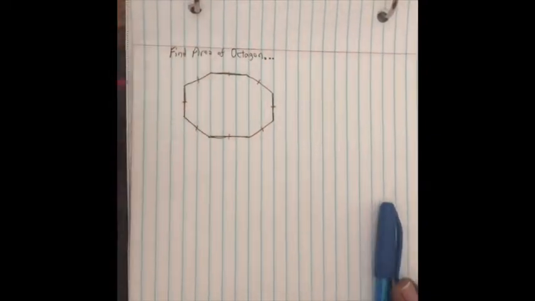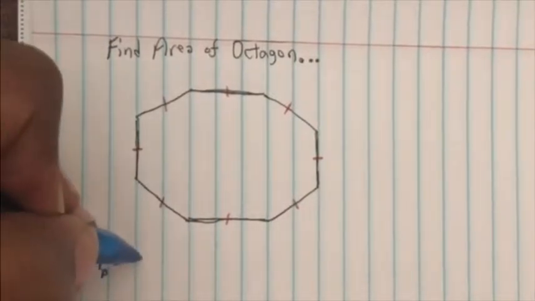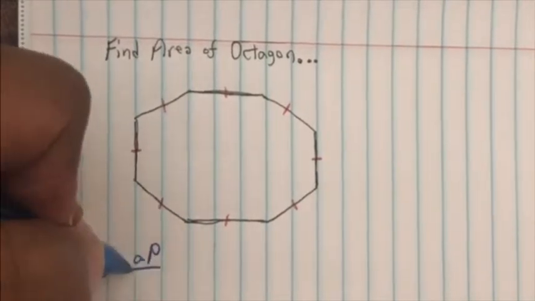So an octagon or any other polygon only works with this formula if it is a regular polygon, which means that all the sides have to be the same. And if all the sides are the same, the problem is just that much easier. All right, so the formula for this problem is going to be the area of a polygon, I use P for polygon, is equal to the apothem times the perimeter divided by 2.